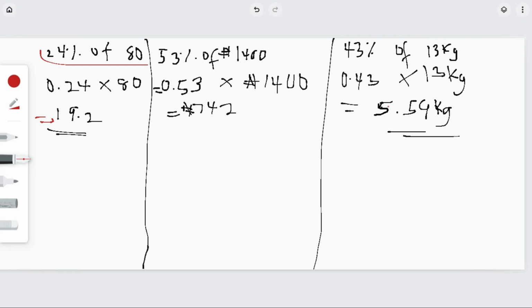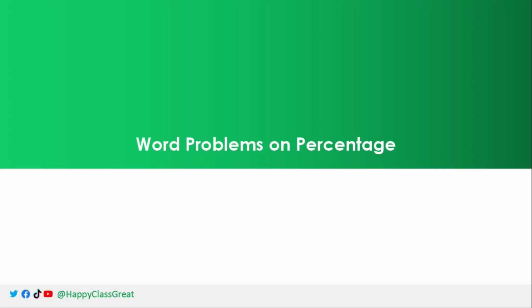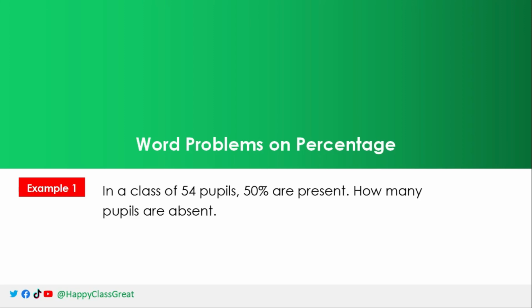So now we have 54 pupils in the class, you understand? And the next thing we have is that we said 50% of them are present, you understand? So 50% of them are present. Now we do not know how many pupils are absent. We want to know those that are absent.